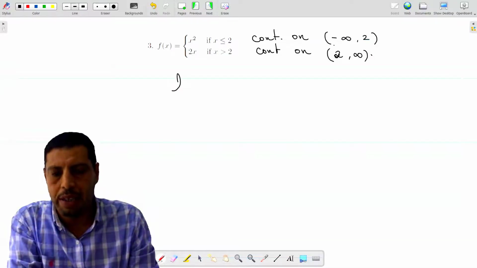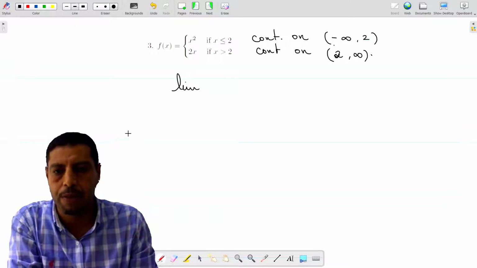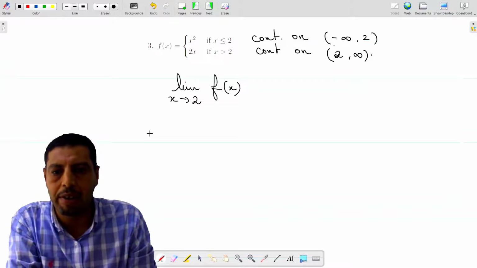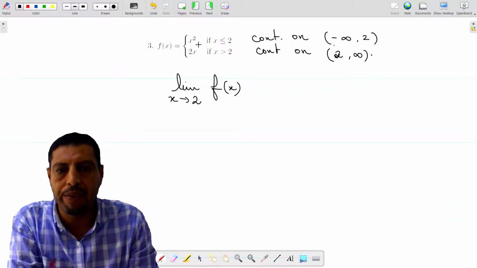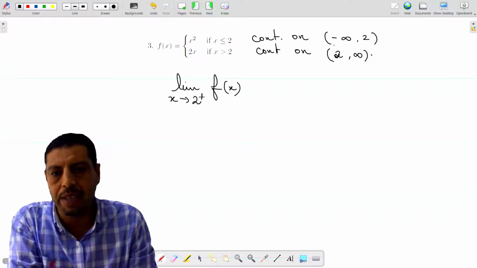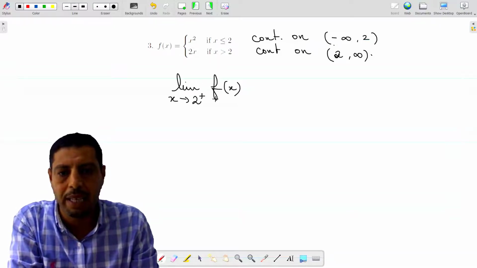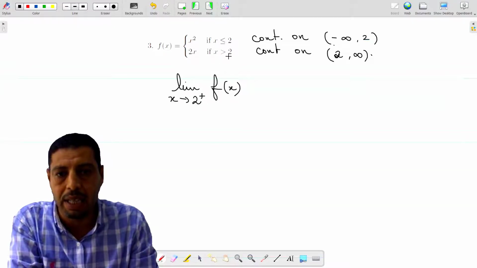So you want to check the continuity, you have to compute the limit, okay? And the limit of f of x as x approaches 2 can't be computed directly here because you have two different expressions to the left and to the right of 2. So we have to specify if it's 2 plus or 2 minus. So let's start with 2 plus. 2 plus, it means the second expression. 2 plus means that x approaches 2 from the right. It means it's greater than 2.